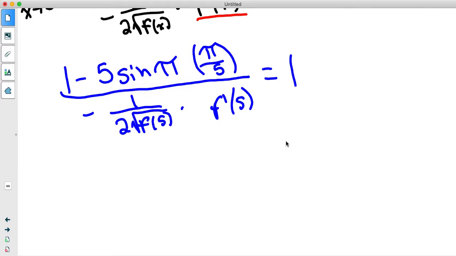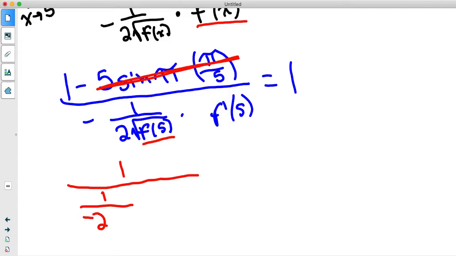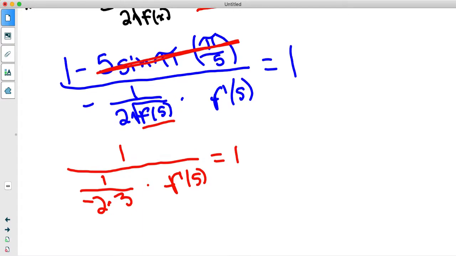Again, anytime you need to pause and rewind and go back and see what happened, feel free to do that. So like I said, this right here is all equal to 0, so that's gone. So I am left with, first of all, f of 5, which we just did up above, is 9. Square root of 9 is 3. So again, the whole numerator is 1. That's all over 1 over negative, well, the negative sign was out front, but that doesn't matter, times 3 times f prime of 5 equals 1.